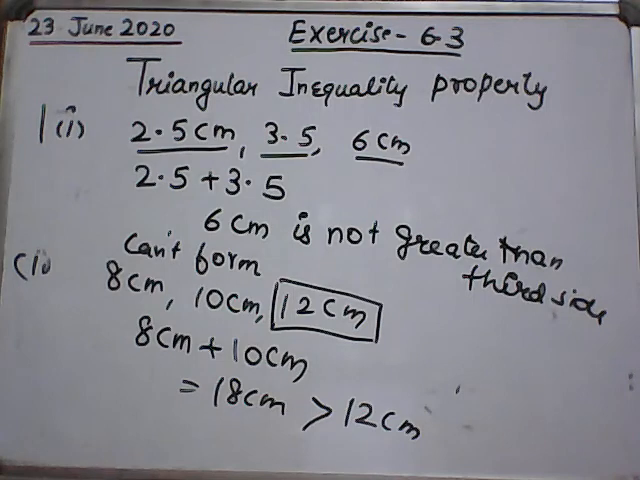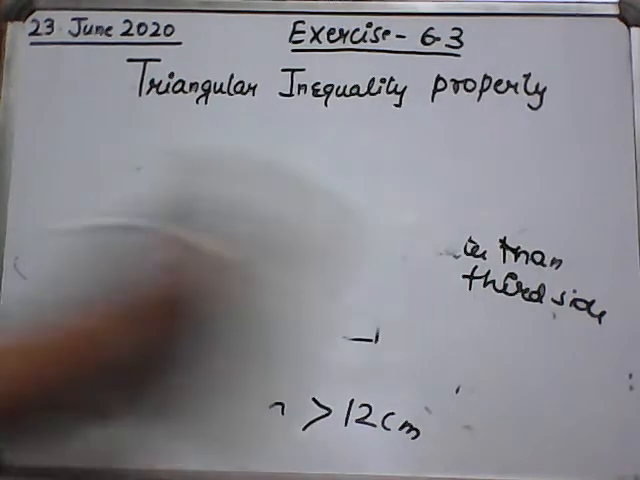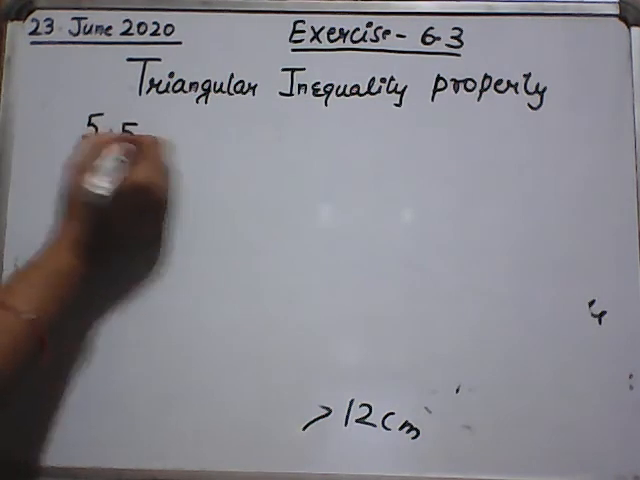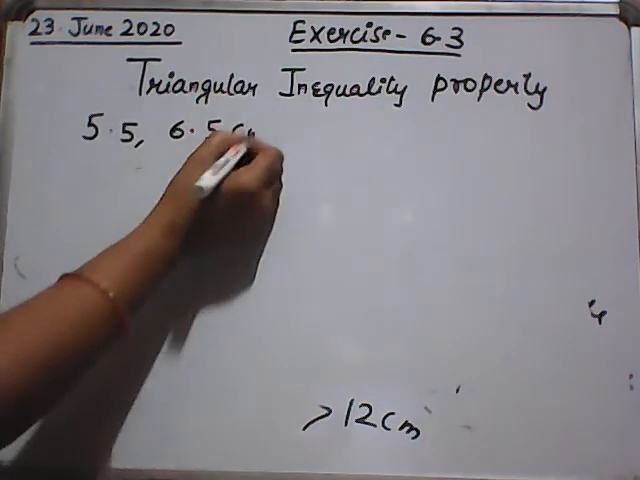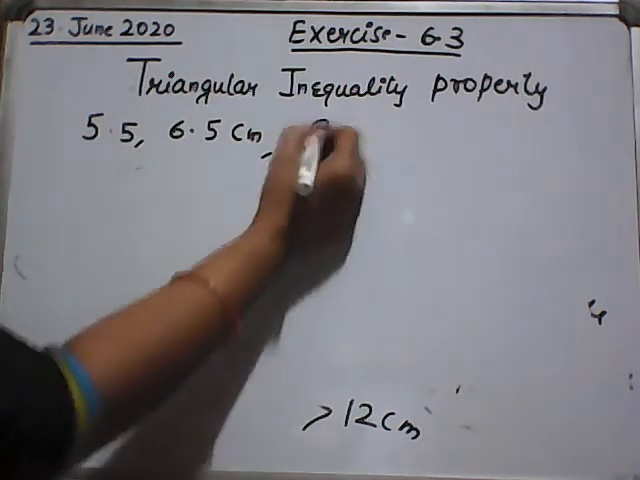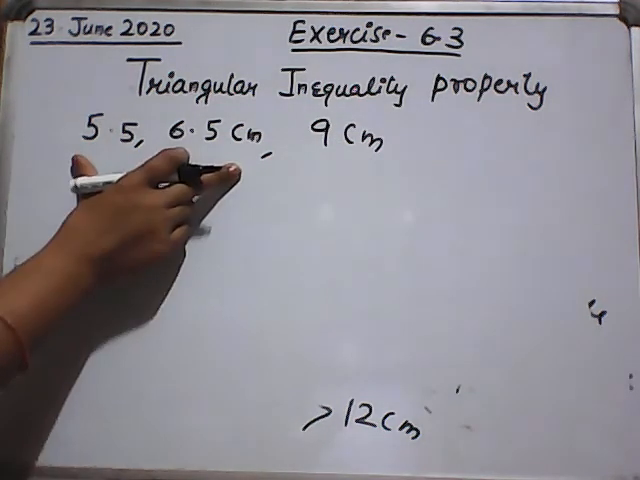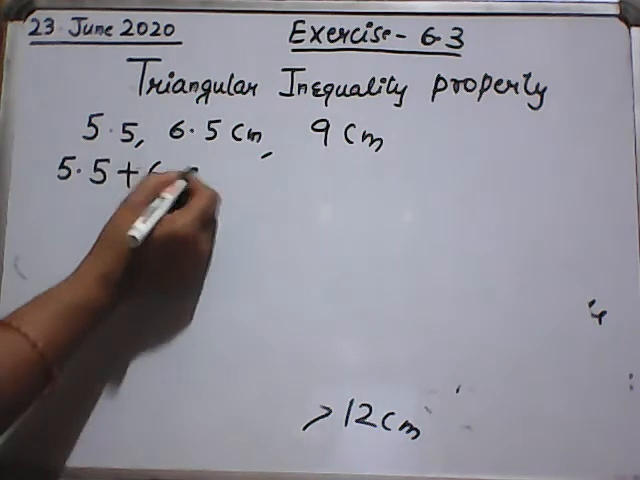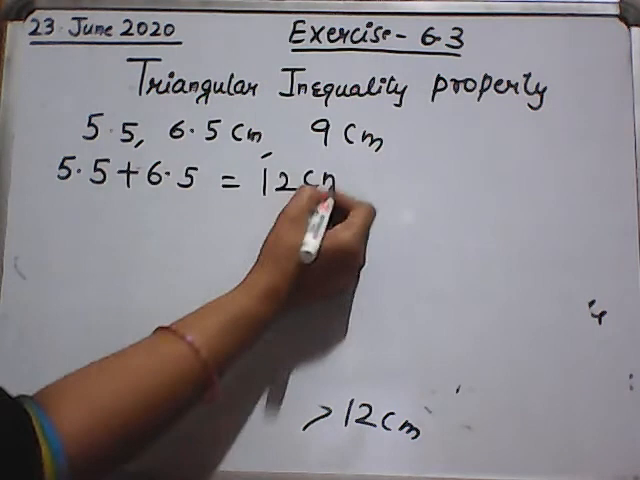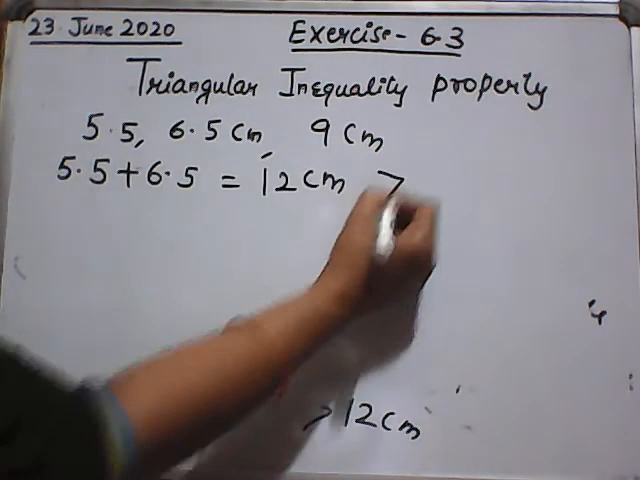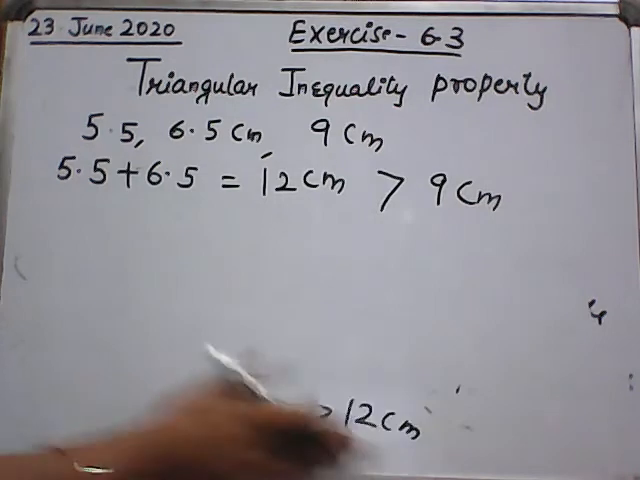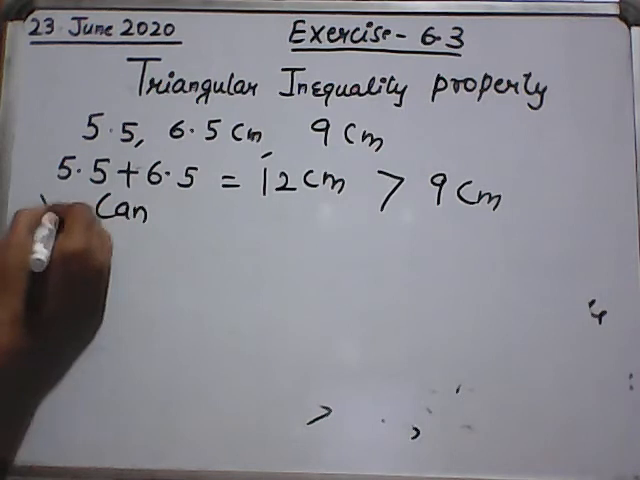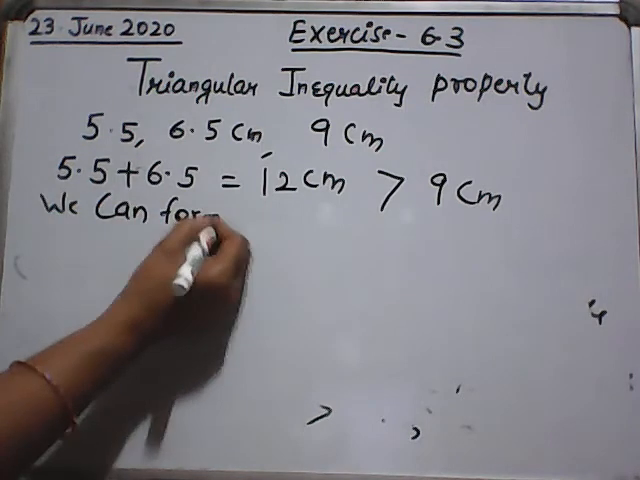Now, next question is, 5.5, 6.5 and 9 centimeter. What are the two shorter sides? 5.5 and 6.5. The sum of the lengths of the two shorter sides is 12 centimeter. Now the sum of the lengths of the two shorter sides is greater than the third side. So this satisfies the triangular inequality property. So you can say we can form a triangle with the given sides.